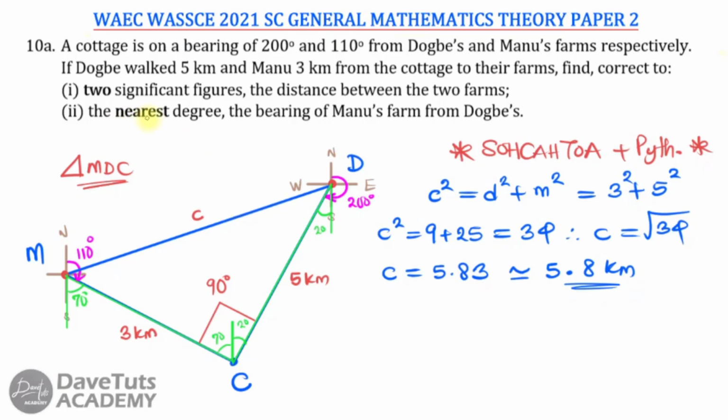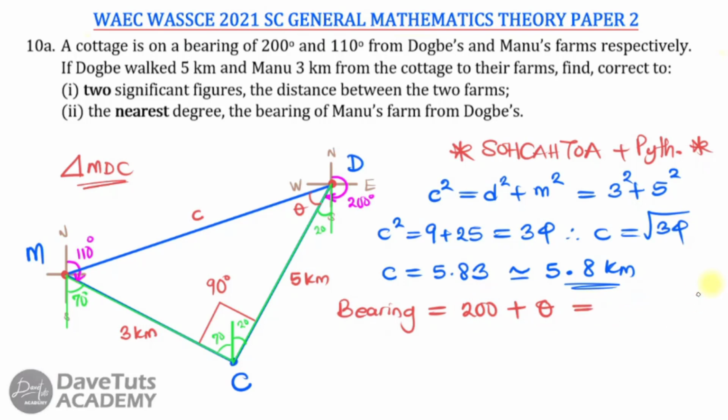In the second case, we are asked to find, to the nearest degree, the bearing of Manu's farm from Dogbe's. So this is Dogbe's farm, and we need to get the bearing of Manu's farm from Dogbe. Already we have seen that from Dogbe to the cottage is 200. If we can get this particular angle, let me call that theta, we will see that the bearing of Manu's farm from Dogbe's farm will be 200 that we got initially plus that theta. Because here we are starting from the north, we get to the bearing of the cottage from Dogbe's farm, and then add theta to it to get to the bearing of Manu's farm from Dogbe's farm. So the bearing we're asked to find is going to be 200 plus theta.